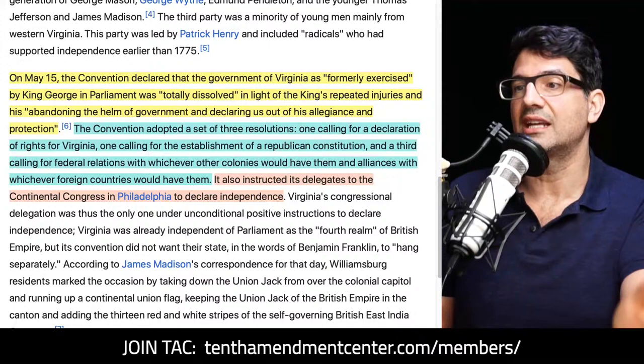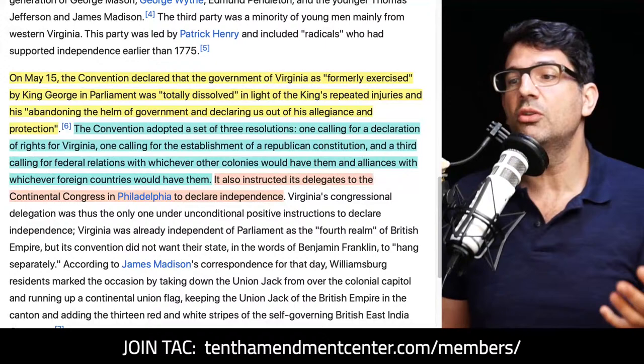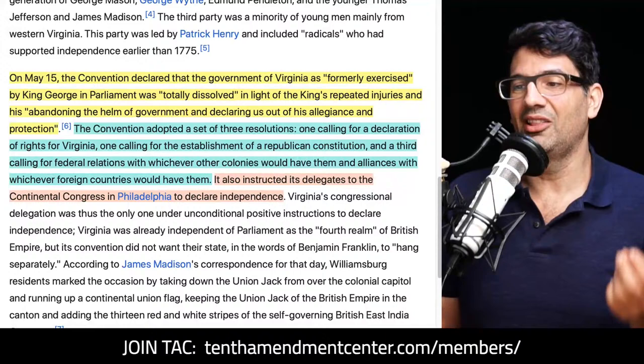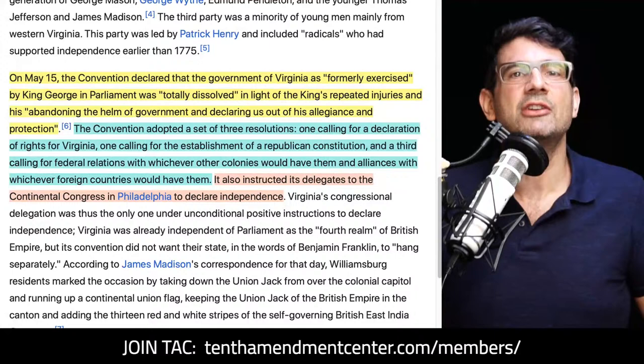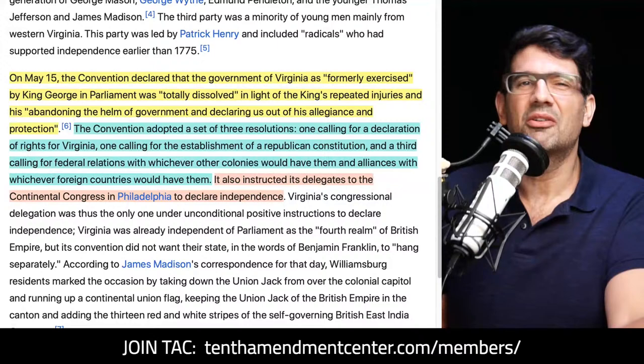So they got a Declaration of Rights, one calling for the establishment of a Republican Constitution. Of course, they had to make their own government, or their own Constitution, because they weren't going to be part of whatever charter happened before that. And a third one calling for federal relations with whichever other colonies would have them and alliances with whichever foreign countries would have them. Basically, peace with everyone, peace and trade, peace and commerce. You hear this type of thing from Thomas Jefferson and others many years later. This should be our policy. And this is the approach that they took there in May of 1776.